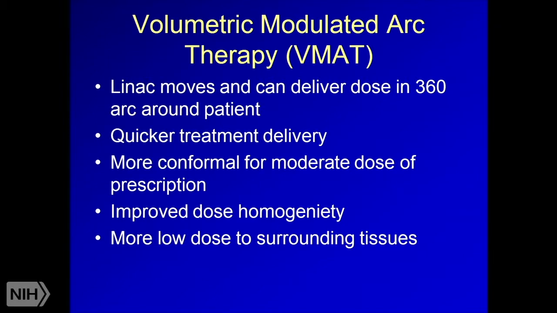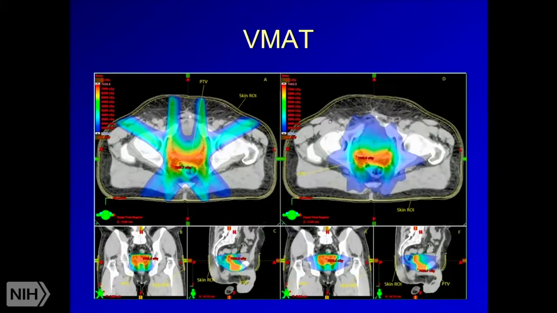But the cost of this therapy is that there can be a little bit more low dose of radiation to some of the surrounding tissues. So this is just an example here of one of our patients, with an IMRT plan on the left, and what we call a VMAT plan on the right. What you can see is that the high dose area, which is in red, is pretty similar across both of these images. However, if we look at these moderate doses in the greens and the blues, they're a little bit more conformally shaped in the VMAT plan compared to our IMRT plan.